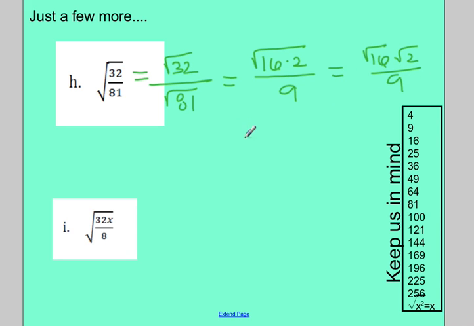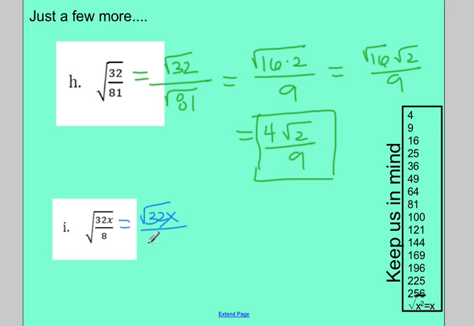Well, square root of 16 is 4. Square root of 2 over 9. And I would say 4 over 9, can that simplify? No, it cannot. So this is my final answer. All right, one last one until we move on to something else. Break it apart, square root of 32x all over square root of 8.